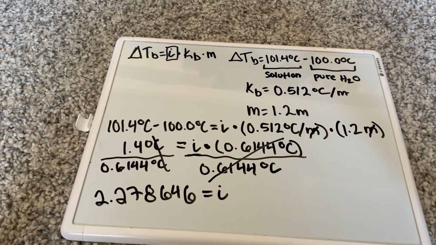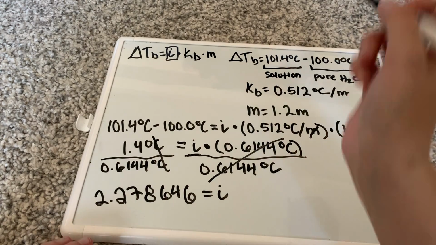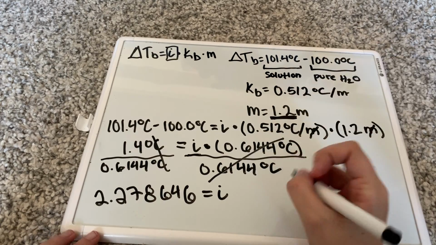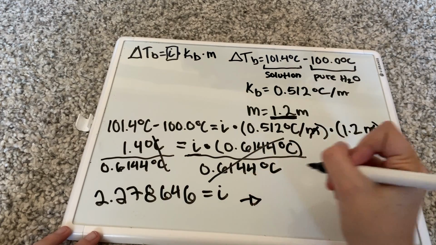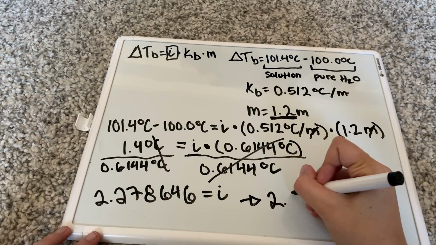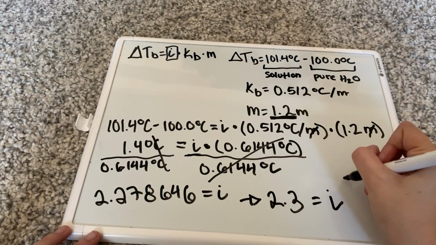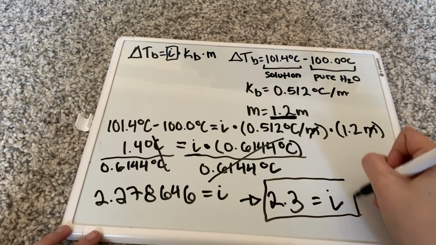Now I will determine the number of significant figures that I can have in my final answer. If I look back at the information that was given, I can see that I'm only given two significant figures for the molality. So this will be determining the number of significant figures I can have in my final answer. So I will round my answer to 2.3 as the value of i.